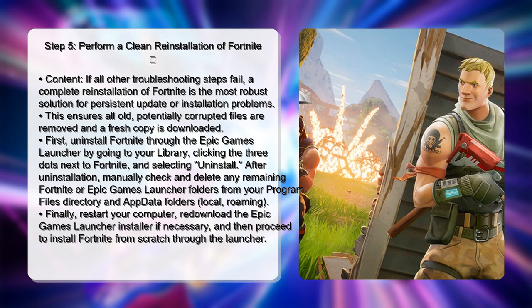First, you'll uninstall Fortnite through the Epic Games Launcher by going to your library, clicking the three dots next to Fortnite, and selecting Uninstall. After uninstallation, manually check and delete any remaining Fortnite or Epic Games Launcher folders from your program files directory and update folders that may remain. Finally, restart your computer, re-download the Epic Games Launcher installer if necessary, and then proceed to install Fortnite from scratch through the launcher.